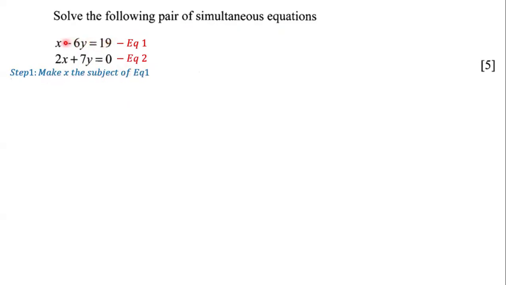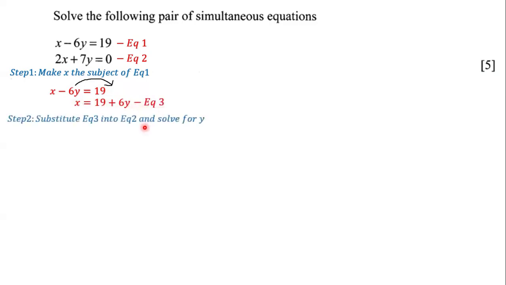So notice that we have equation 1 here. So this is equation 1. And then we're going to make x the subject. So we have to take negative 6y and send it over the equal sign. And so when we send it over the equal sign, it becomes a positive 6y. And so we have x is equal to 19 plus 6y. And so x is the subject. Now we label this one as equation 3.